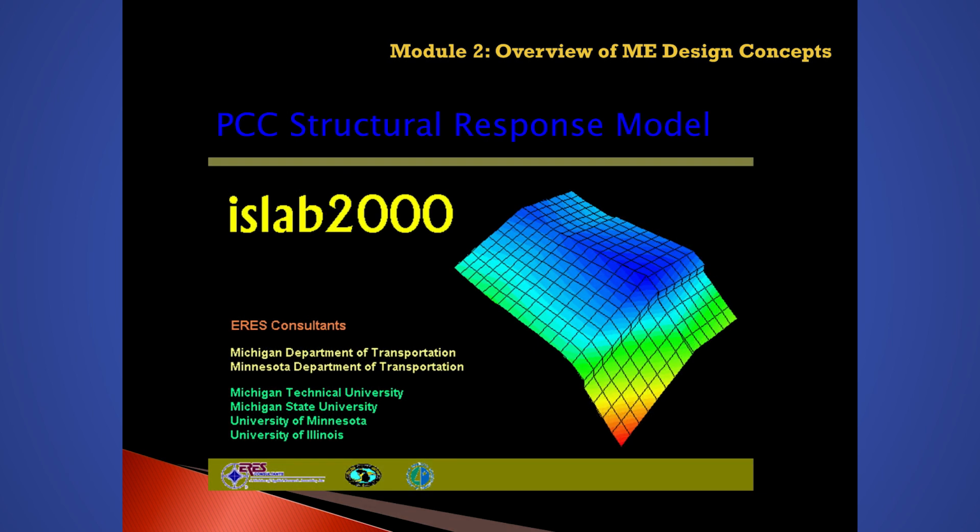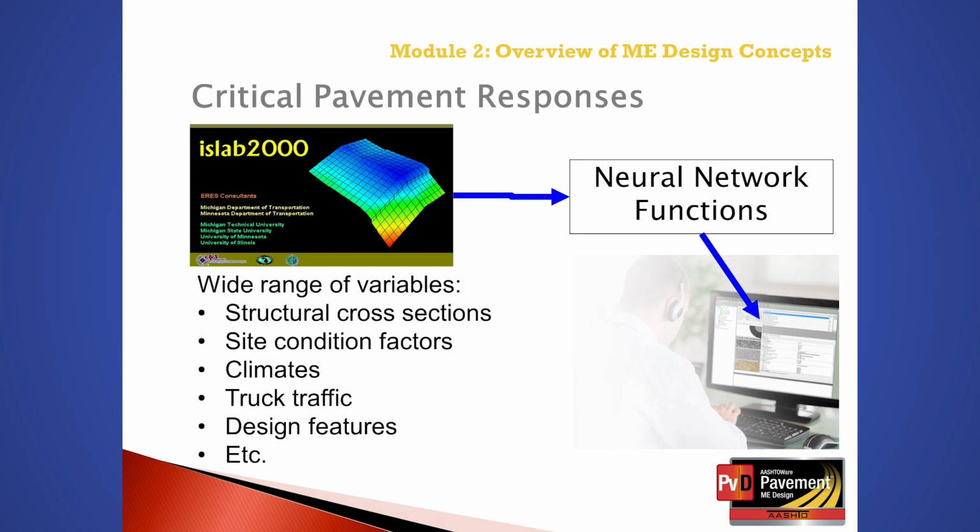The iSlab 2000 finite element program was used to generate the structural responses for the rigid pavement analyses. However, iSlab is not embedded in the PMED software. Neural networks are used to calculate the critical rigid pavement responses. The neural networks were developed based on the results of many iSlab computations. iSlab 2000 was used to calculate critical pavement responses over a wide range of site conditions, climates, truck traffic, and design features, among other input variables.